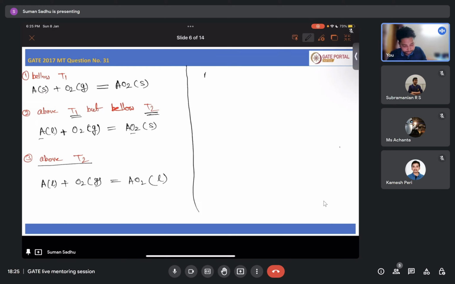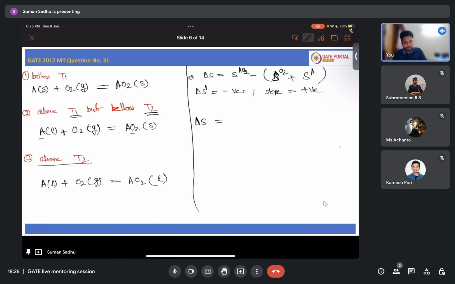But your delta S, as I have already written, is S of AO2 minus the summation of S of oxygen plus S of A. Okay, so in the first case I told you that delta S is negative, so the slope is delta S1, let's say. Slope is positive. Okay, so now in the second case, what will be the delta S?